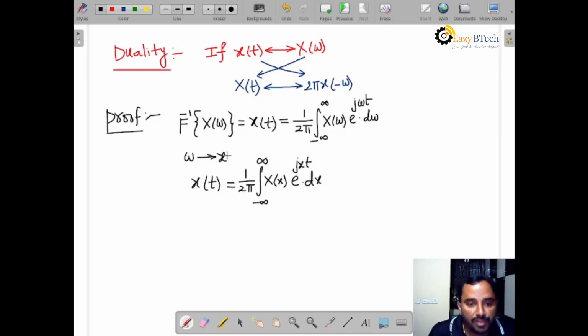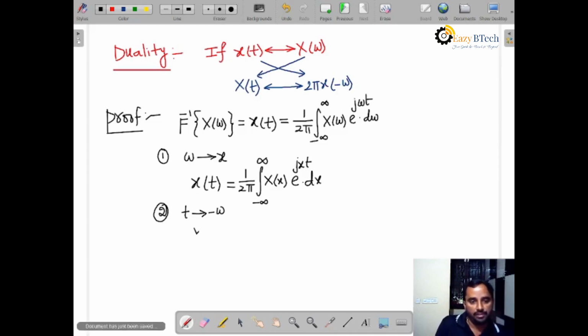Okay, omega is replaced by x. So this is the first step. And in the second step, I am going to replace t. So t I am going to replace by minus omega. So in the place of t we are writing minus omega. So by writing t as minus omega, what happens? In the place of t, minus omega.